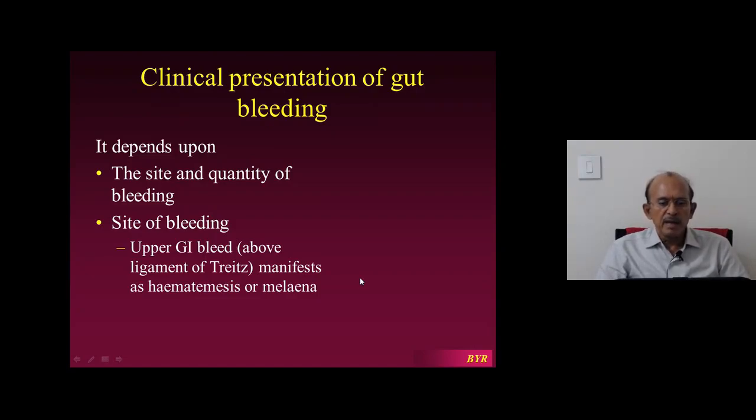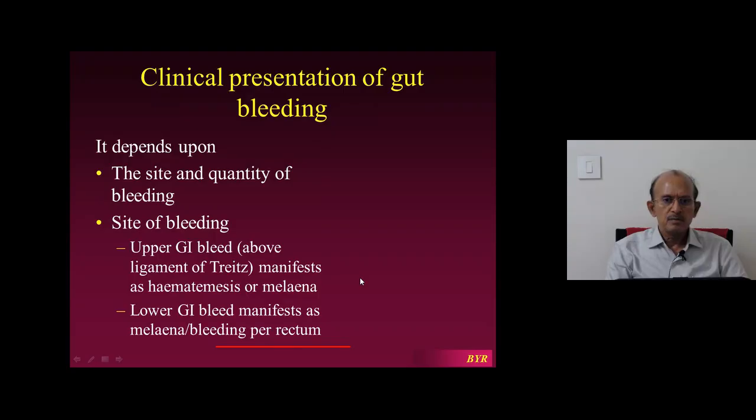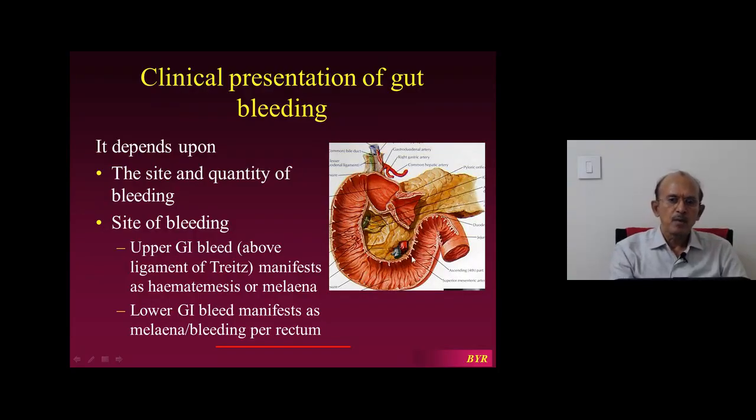So upper GI bleed means any bleeding occurring proximal to the duodenojejunal junction. It manifests as hematemesis or melena. Lower GI bleed means bleeding below that, and it manifests as bleeding per rectum or melena. Melena means black tarry stools. So this is the duodenojejunal junction and this is the place of ligament of Treves.